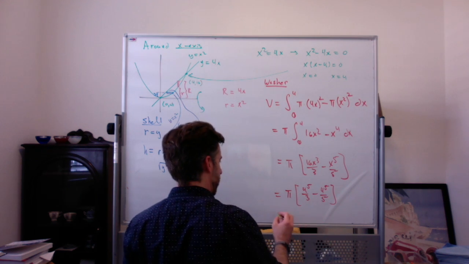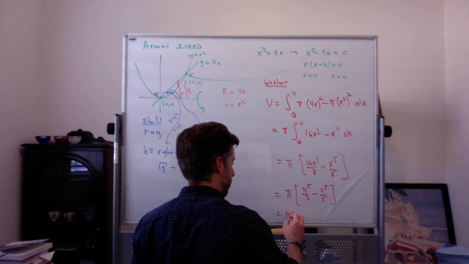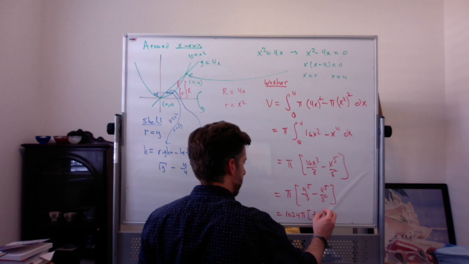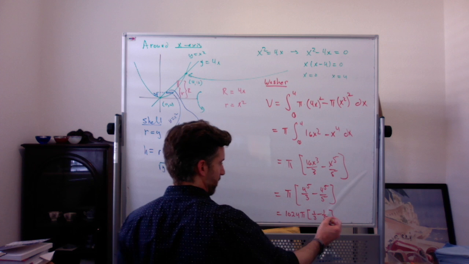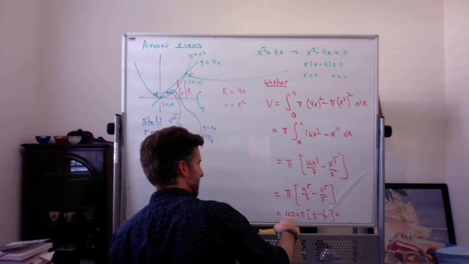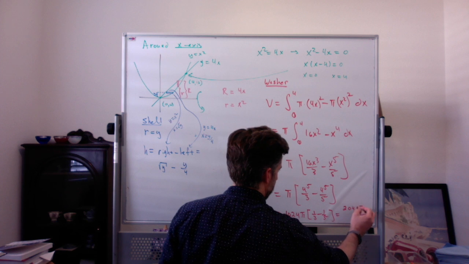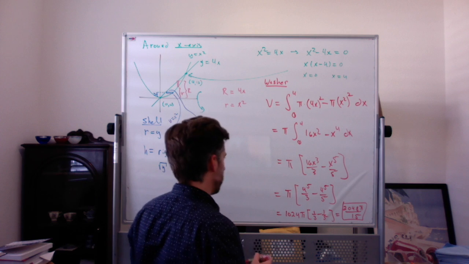You can factor out 4 to the 5th, which is 2 to the 10th, which is 1,024. And you're left with 1/3 minus 1/5, which is 5/15 minus 3/15, which is 2/15. So you get 2/15 times 1,024, which is 2,048 pi over 15. Kind of gross, but oh well.